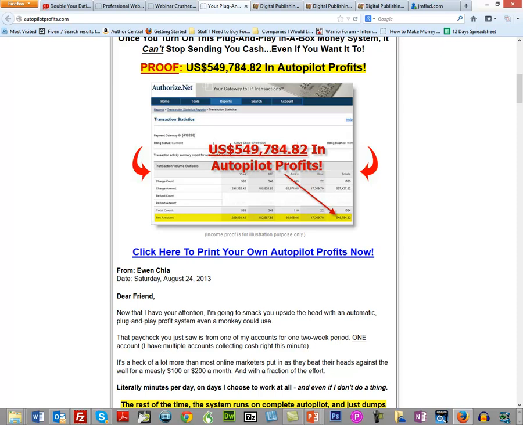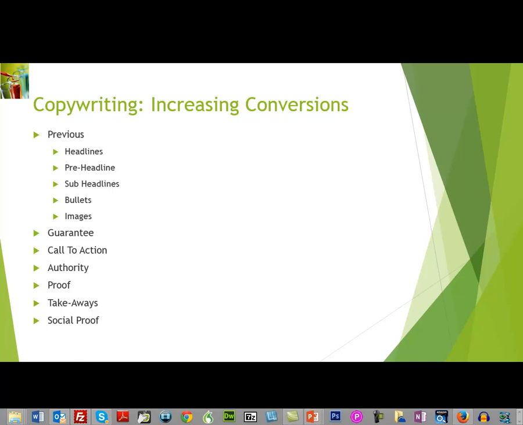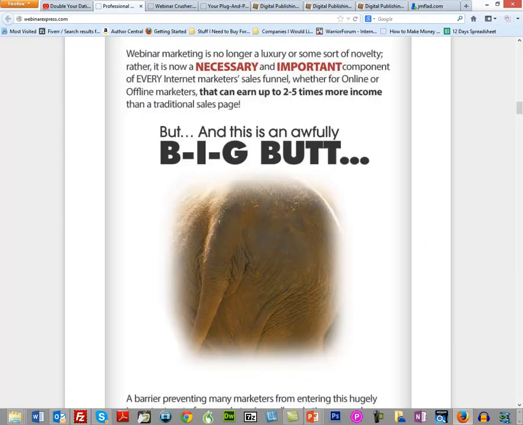Okay, and we talked about proof, and proof is also important as you're looking at making a decision about making a purchase. So we're talking about proof now, takeaways, and social proof, and these are all related. But now let's pay a little closer attention to these things, and I want to show you Mark Thompson's sales page. I talked about differentiating between proof and authority and social proof, and here is the difference.